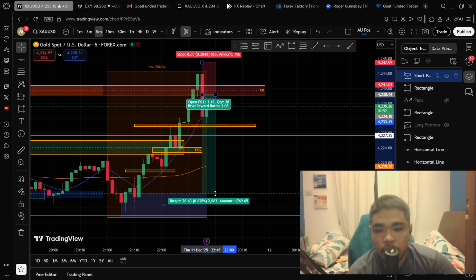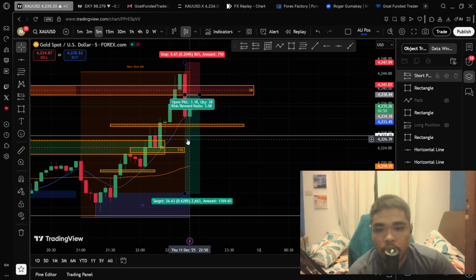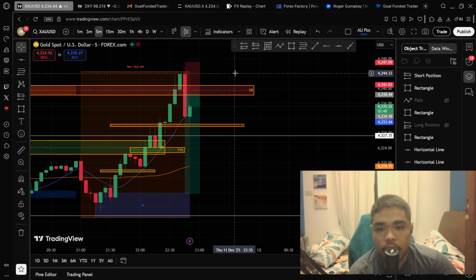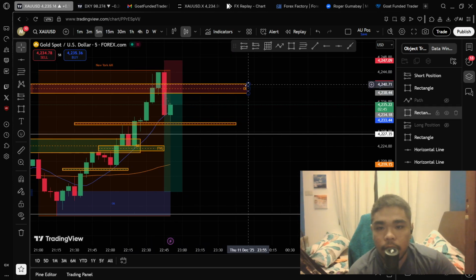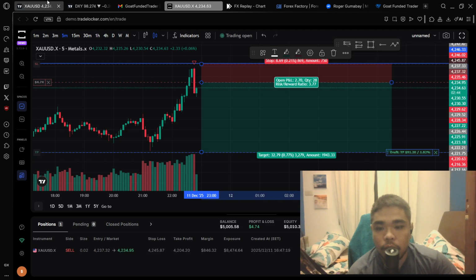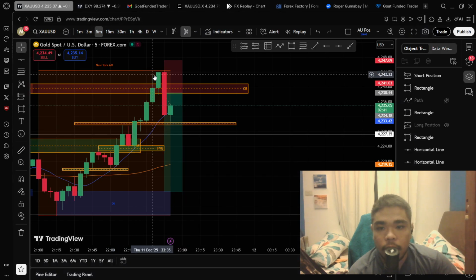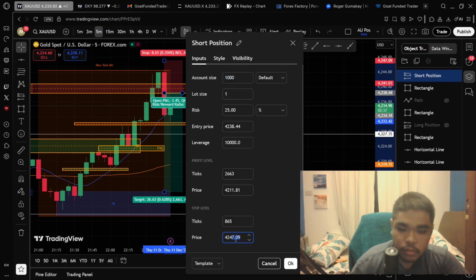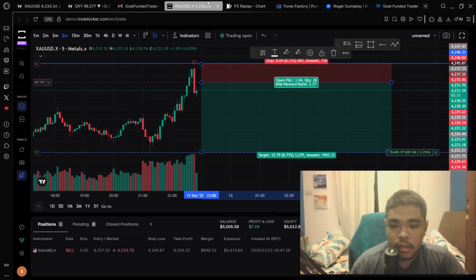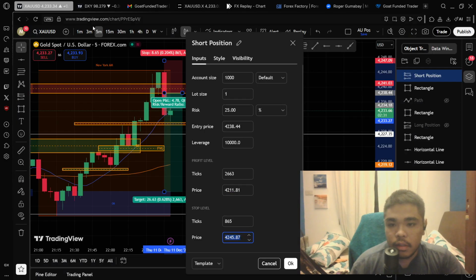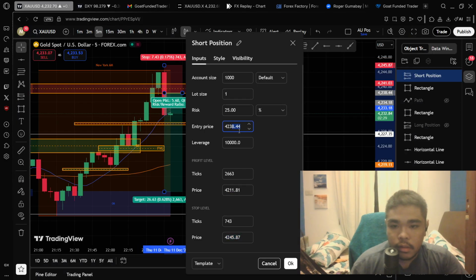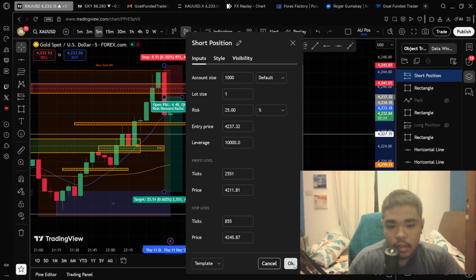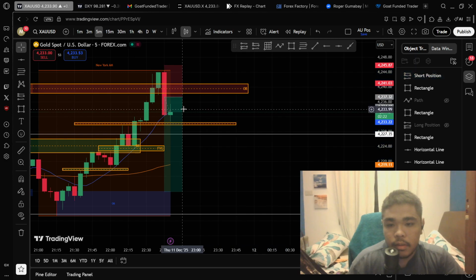To be honest, what we traded on might be a retracement, considering the amount of volume that's happening in the trade. So we could look for stop loss 4245.87. Entry point is 4237.32. And that's it for now.